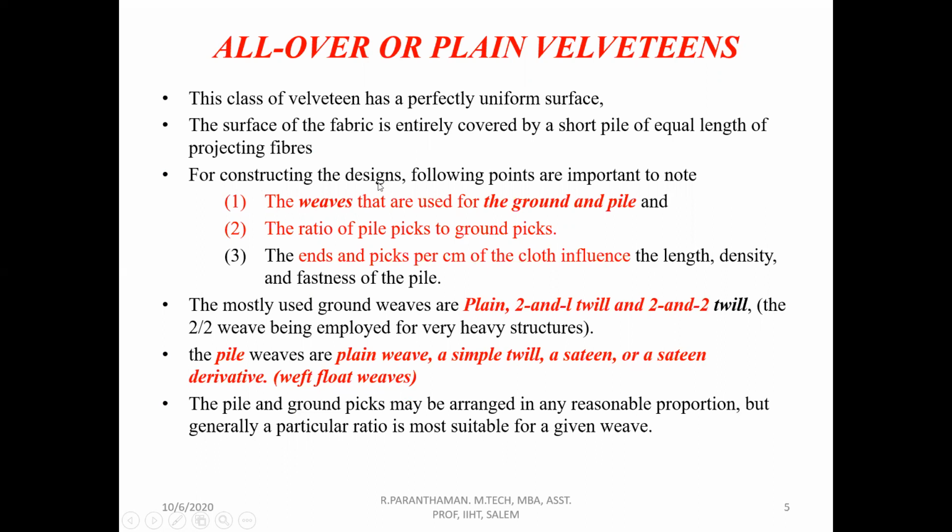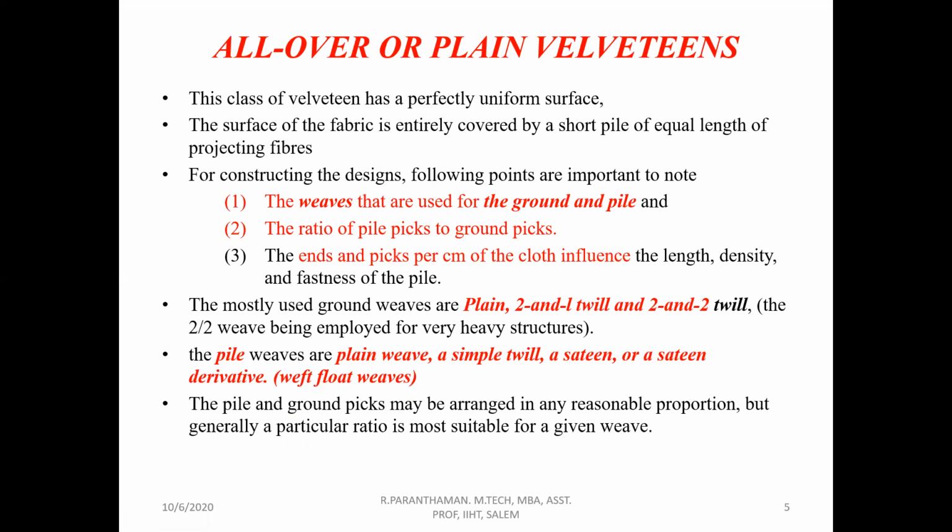For constructing the design, the following are the important points. First one, the selection of weaves. The selection of weave means the ground weave and the pile weave. Second point, the ratio of pile picks to ground picks. In case of any changes in the ground picks to pile picks ratio, it may affect the pile density. Third point, the ends and picks per centimeter of the cloth influence the length, density and fastness of the pile.